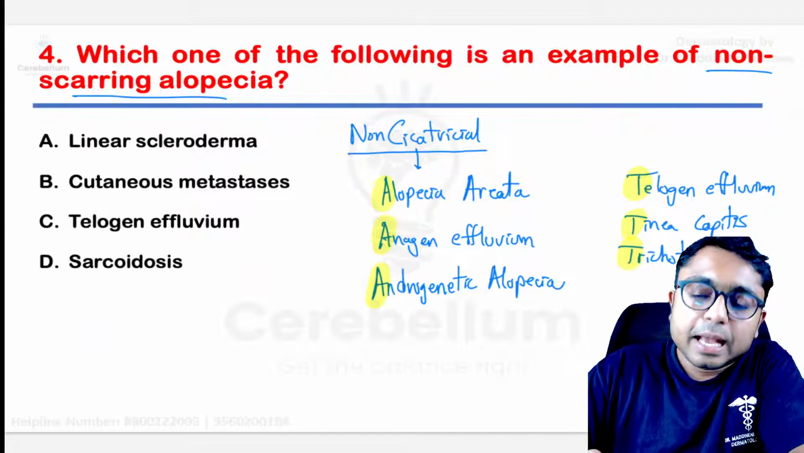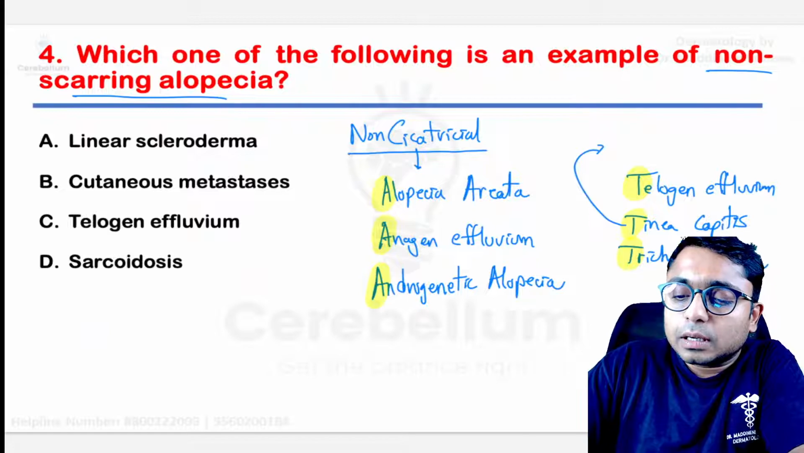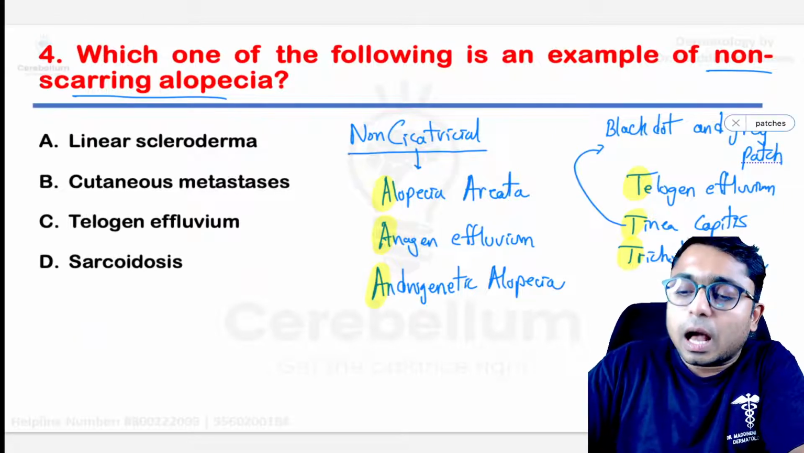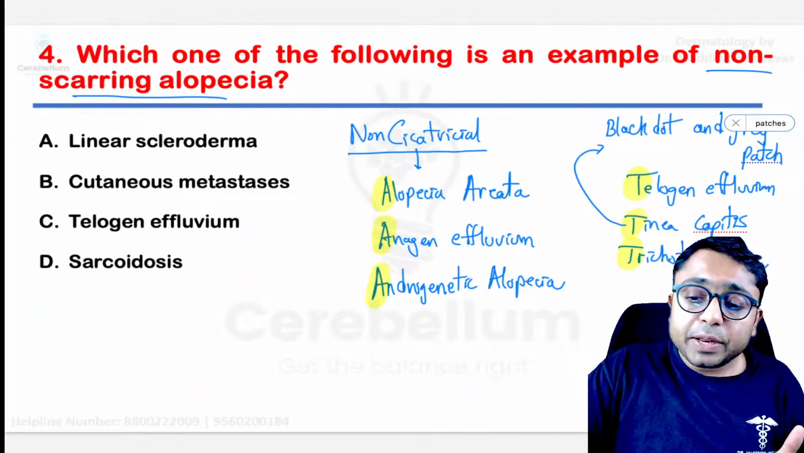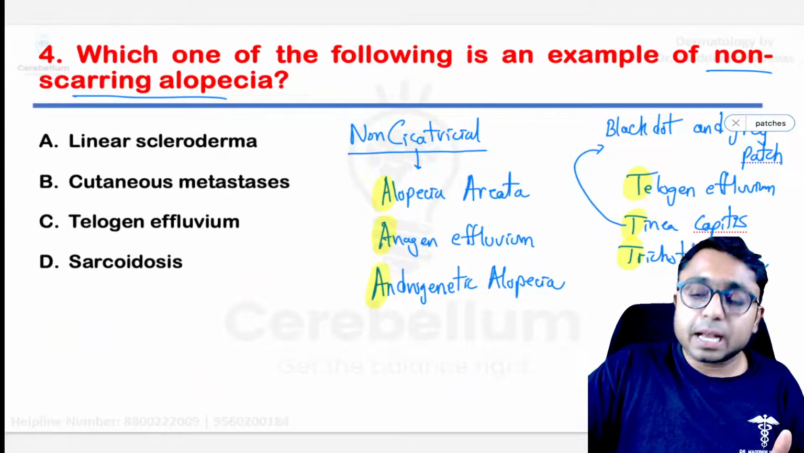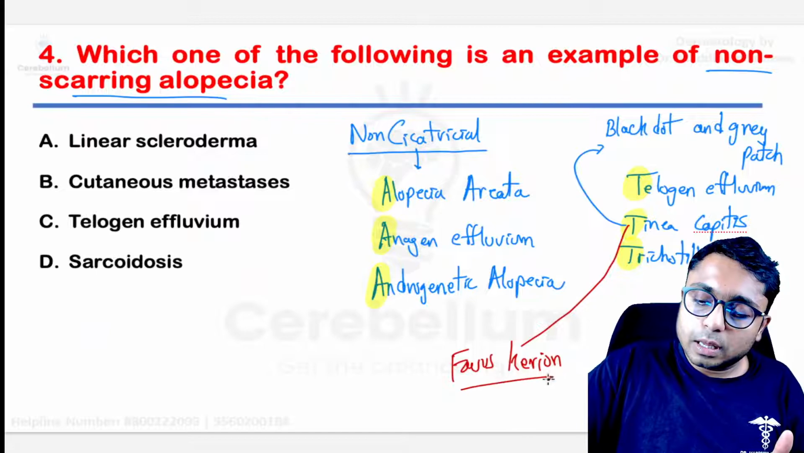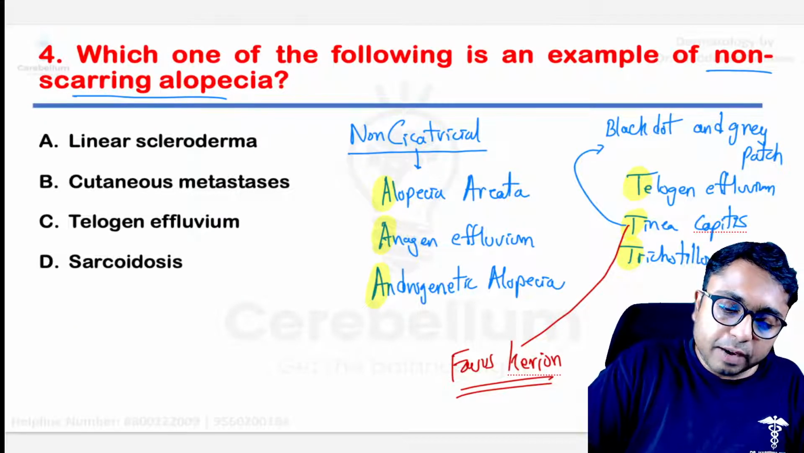Okay. And also in tinea capitis, remember, black dot and gray patch are associated with non-scarring alopecia, whereas Favus and Kerion, they are also types of tinea capitis, but Favus and Kerion are associated with scarring alopecia.